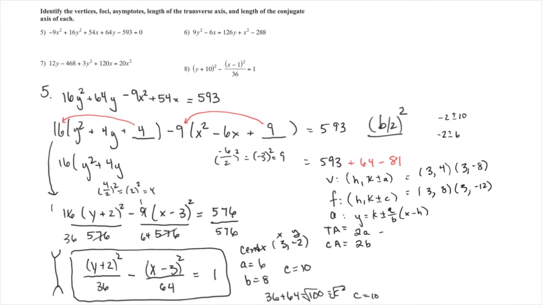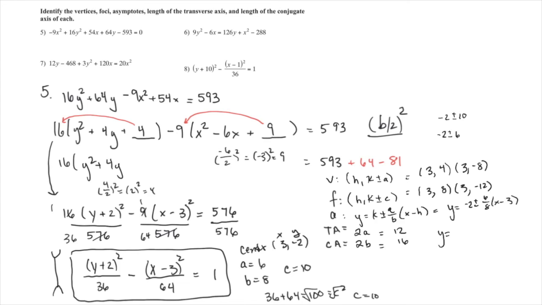Let's go ahead and do this piece. 2 times a is 12, and 2 times b is 16. If I write out my asymptotes, it's going to be y equals k, which is negative 2, plus and minus 6 over 8 times x minus h, which is 3. Now, I could leave it like that, but I can guarantee you that on a multiple choice situation, you are never going to see your asymptotes look like this. So we're going to need to simplify that, probably get it into 2 different forms.